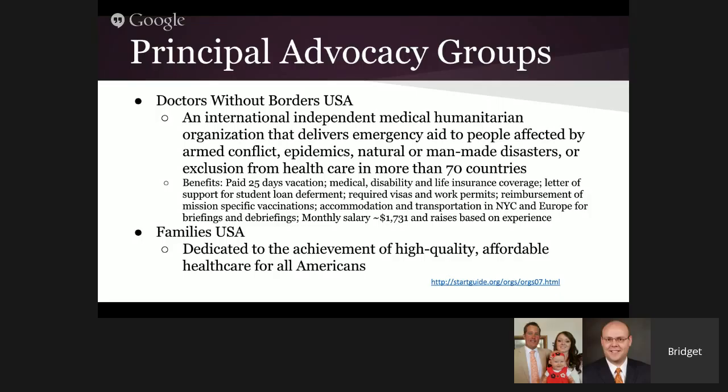I'm sure a lot of you have heard about Doctors Without Borders, where medical or even dental people go and give aid to third world countries and stuff like that. Families USA is dedicated to the achievement of high quality and affordable health care for all Americans.